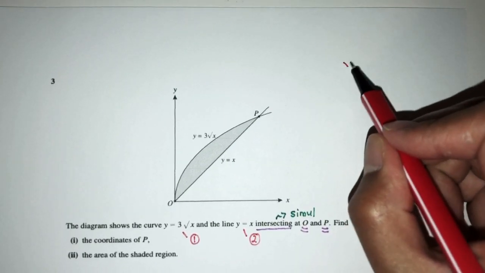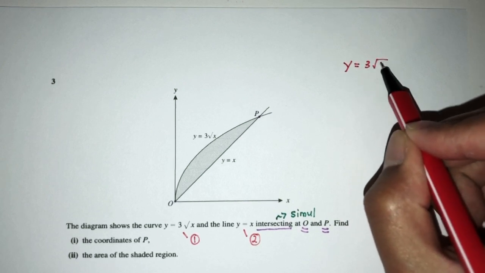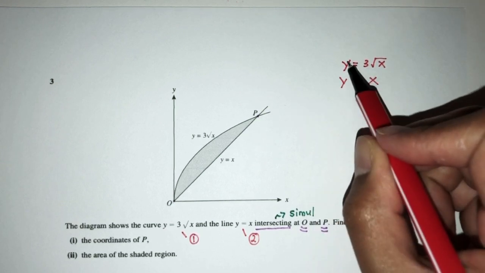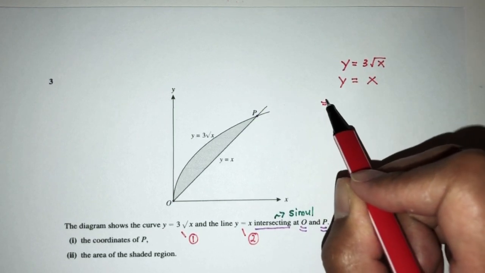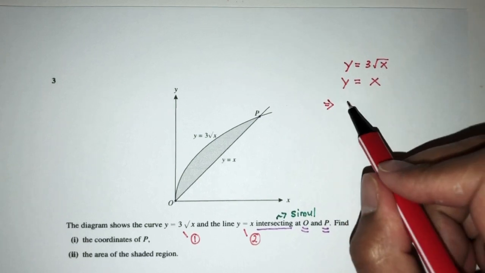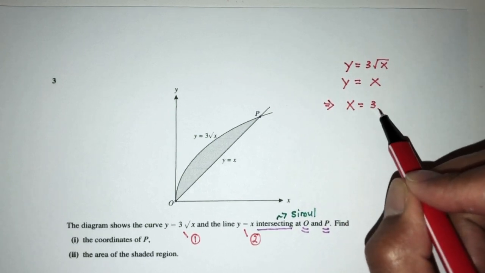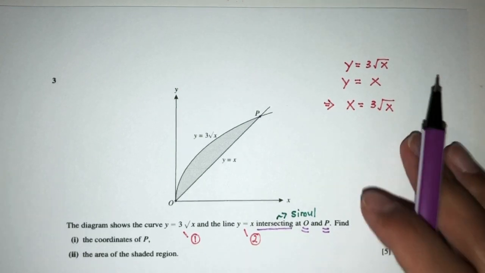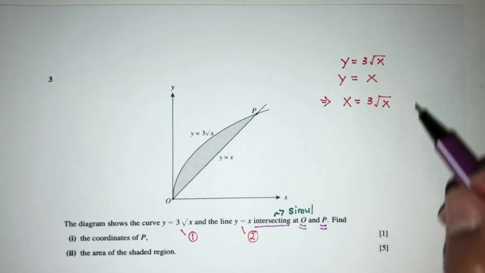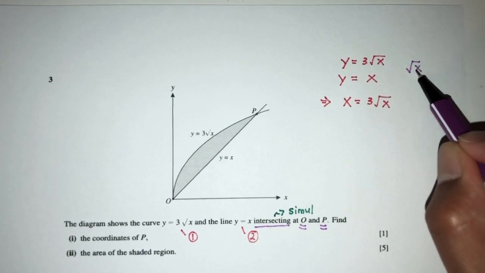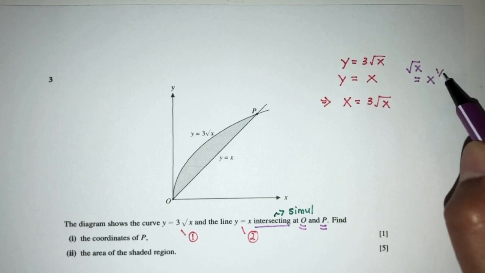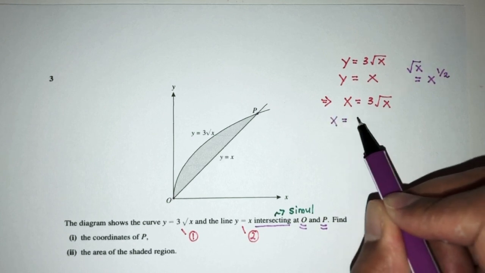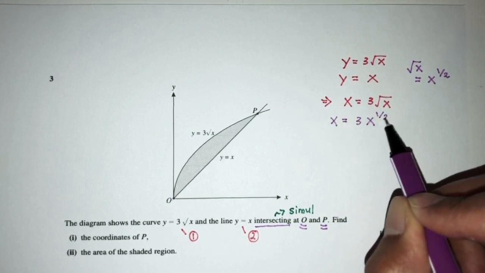First equation will be y equal to 3 root x. Then we have y is equal to x. Now we can replace the y by x. So by solving by substitution, you will have x on one side equal to 3 root x. I hope this makes sense, right? Now, how can we simplify this? What is root x? It is also x power half, right? So let's replace that. You will have x equal to 3 x power half.